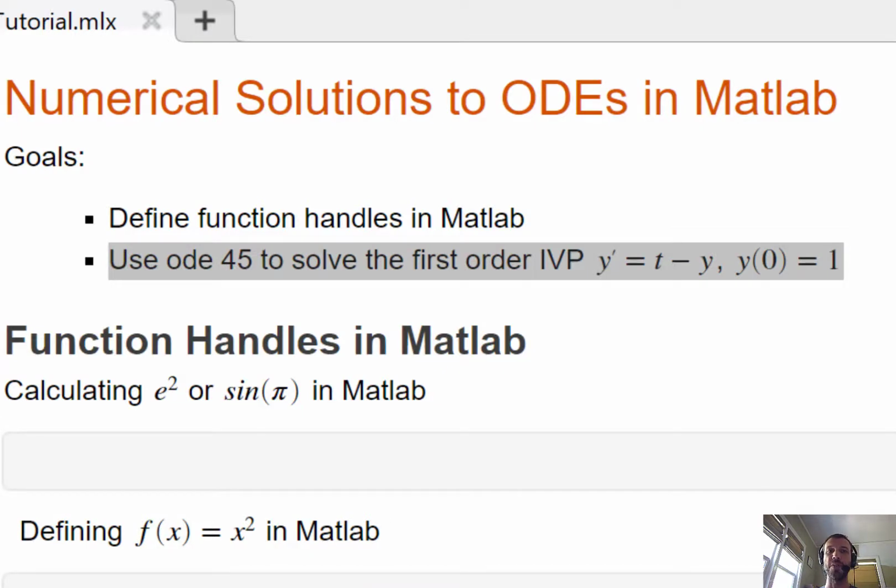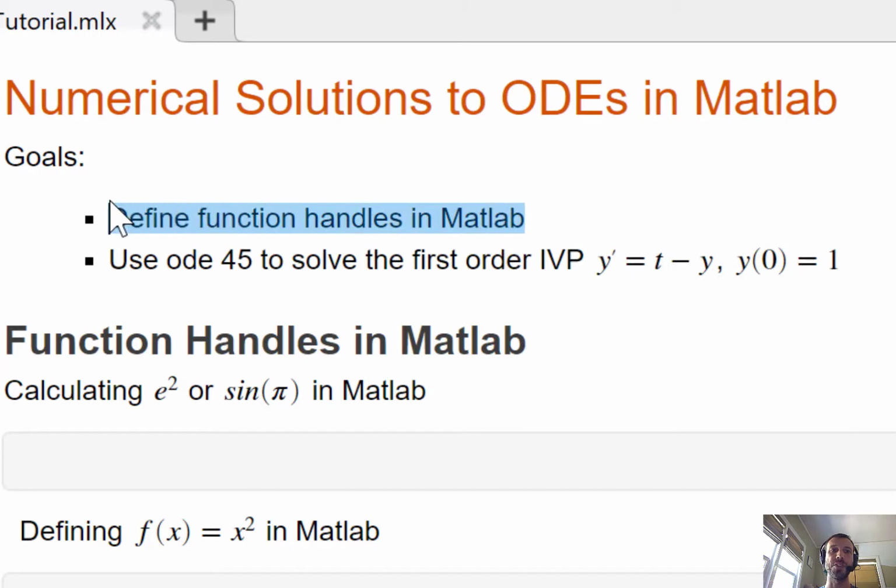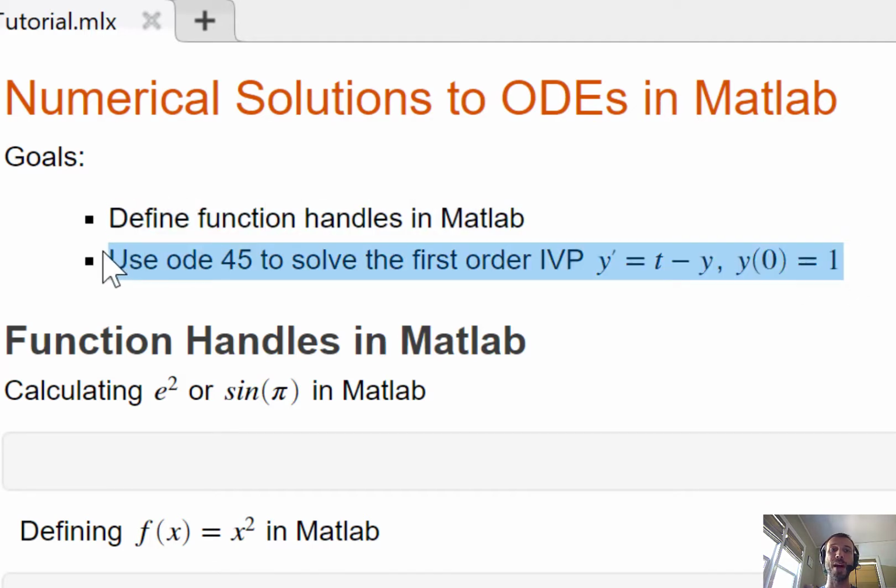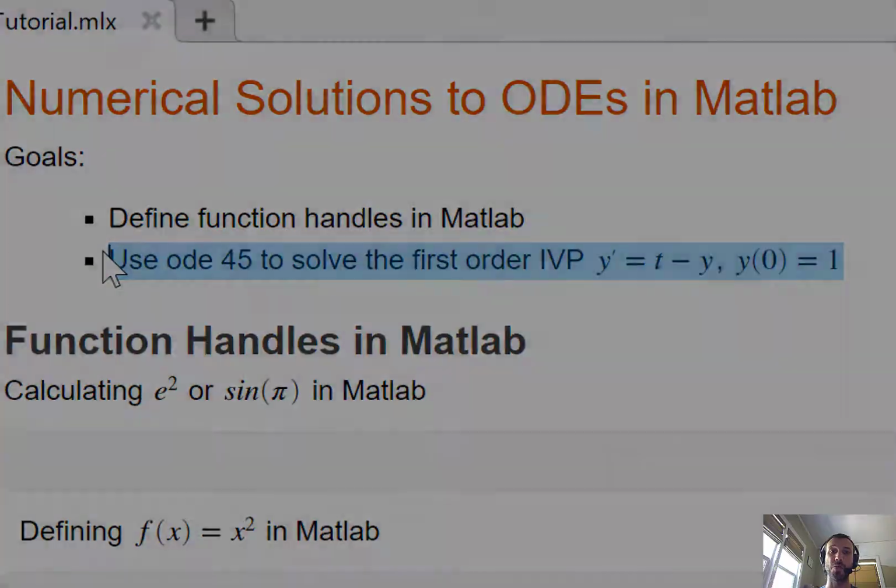Today's live session follow-up video has two important goals. First, we want to define function handles in Matlab. This is an important class of objects that we'll be using quite frequently throughout the rest of this course. Second, we want to use Matlab's built-in ode45 solver to solve the first order IVP y prime equals t minus y with initial conditions y of 0 equals 1.